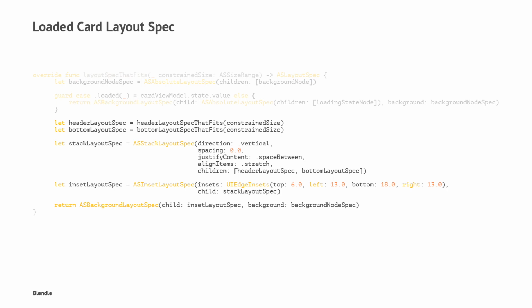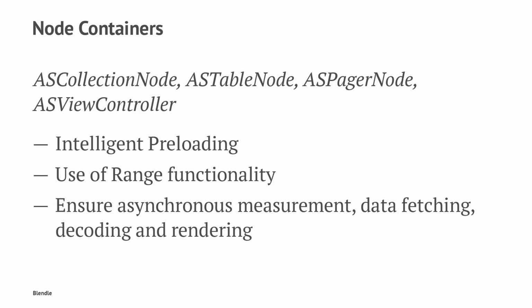Basically, we construct the header and bottom spec somewhere else, and then we put it in a stack spec, apply insets, and lay out the background node behind it, in short. So that's, in short, the layout system. Like I said, we've been using it for, I think, 2.5 years now. I've personally used the framework since the start. I really like this approach. It still allows you to do things the UIKit way with a lot of benefits from asynchronous rendering and layout, but it also provides you with a very powerful declarative layout system.